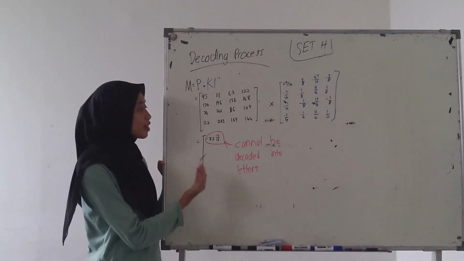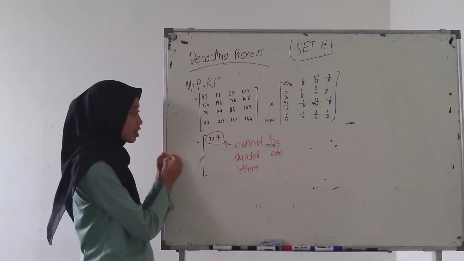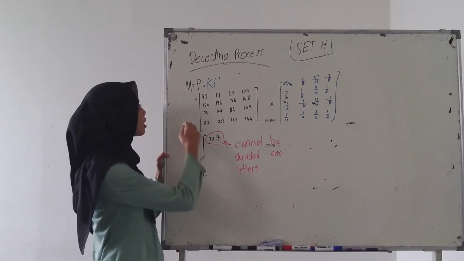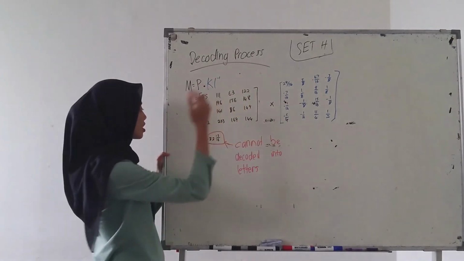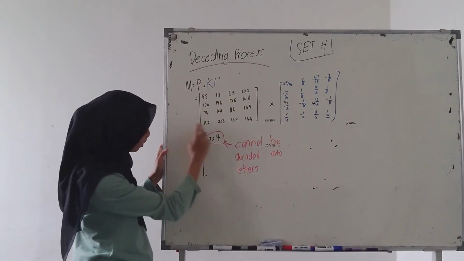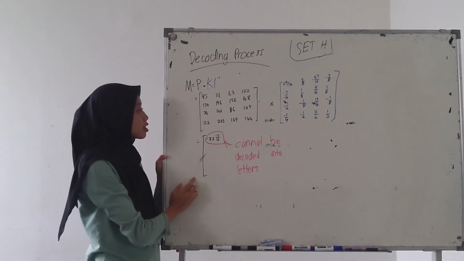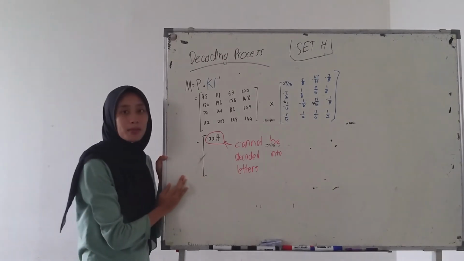The last step to find the code is to multiply the code matrix and the key matrix. The answer cannot be decoded into letters because the codes provided are positive numbers.